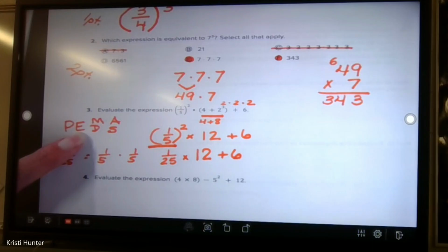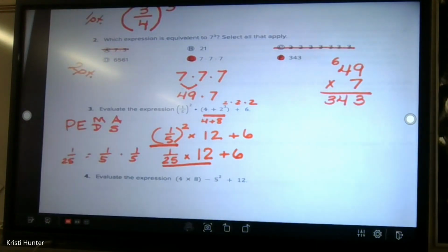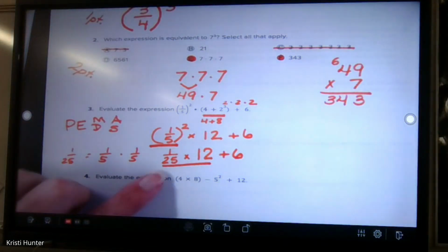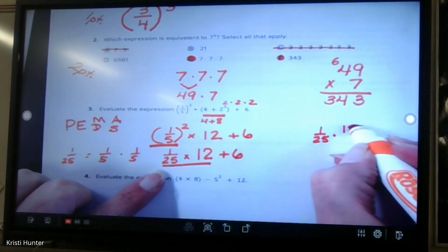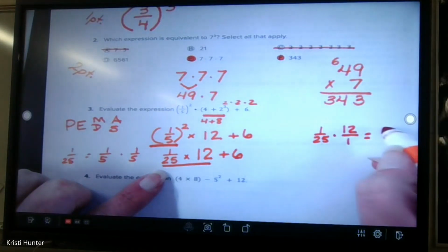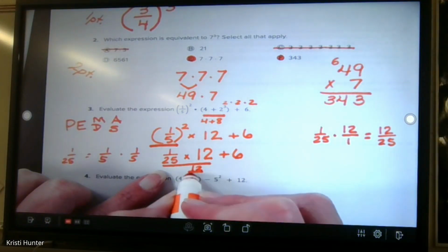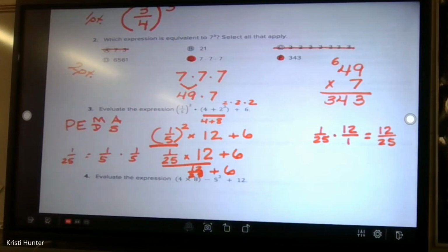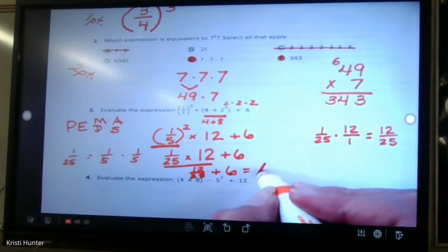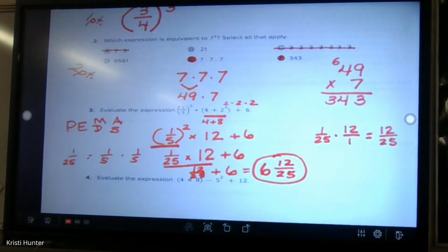Exponents are now finished. Multiplication and division. So the only multiplication and division that I see is this right here, which means I have 1/25 times 12, or 12 over 1. So that's just going to be 12 over 25. So 12 over 25 plus 6. And that is just my mixed number broken down. So I'm going to get 6 and 12/25 for my final answer.